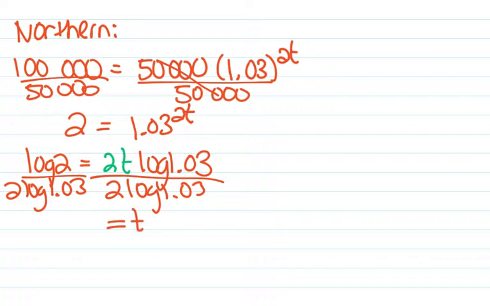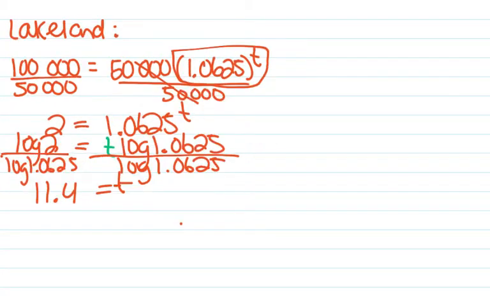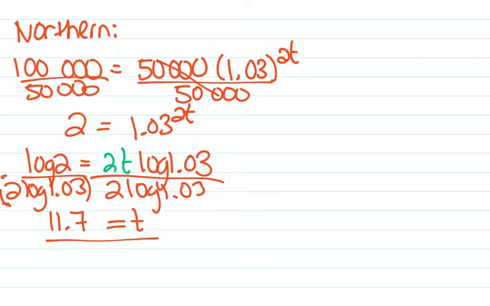So in your calculator, log 2 divided by 2 log 1.03, you may need to use a bracket around the 2 log 1.03. And you should get 11.7. So Lakeland took 11.4 years and Northern took 11.7. So therefore, Lakeland will allow the town to double its money faster.